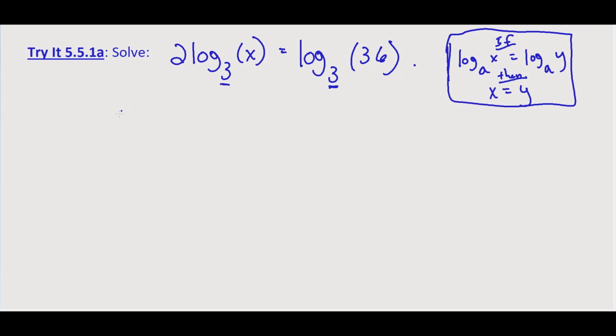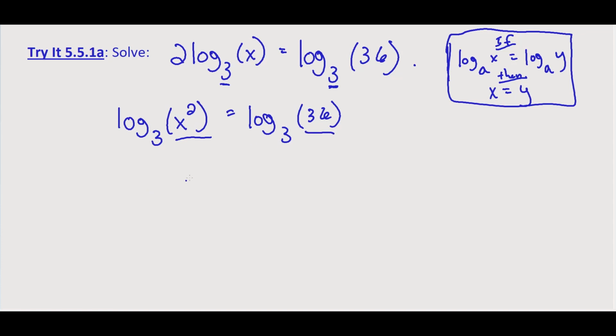We transform this left-hand side, that is log base 3 of x, by moving the 2 to the exponent, x squared. That still equals log base 3 of 36. So now we have log base 3 of something equals log base 3 of something, which means we can set the somethings equal to one another. So we know x squared equals 36. Taking the square root of both sides, we'll go ahead and leave the plus or minus for now. That means that x equals plus or minus 6.